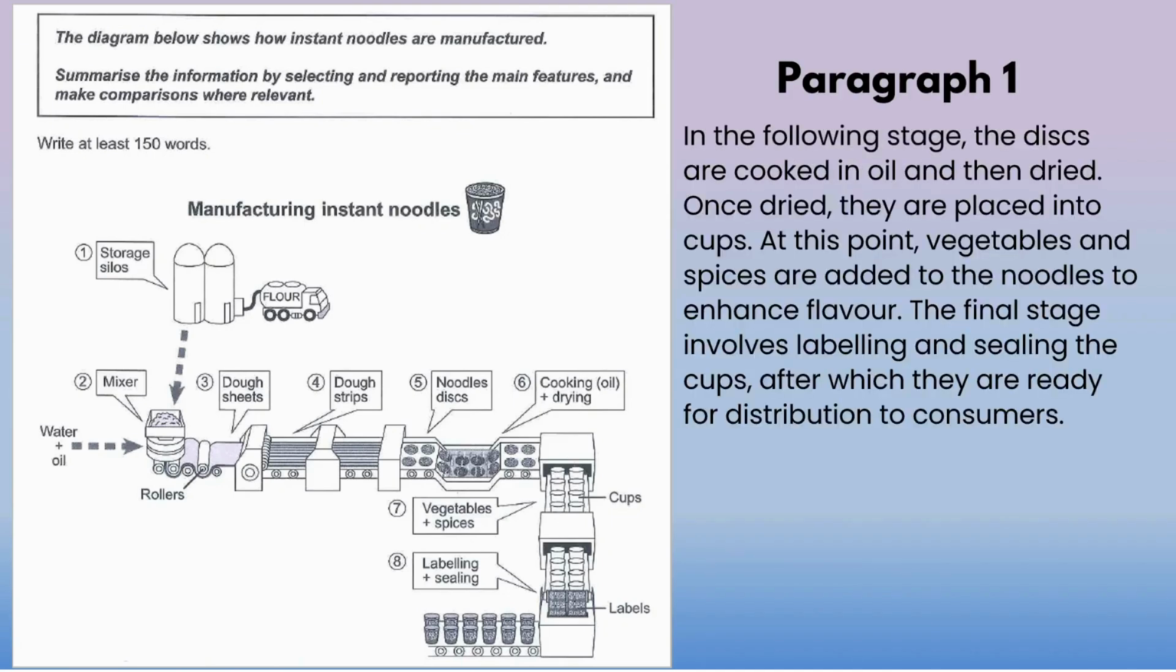Paragraph 1. Now, each and every step is described in paragraph 1. In the following stage, the discs are cooked in oil and then dried. Once dried, they are placed into cups. At this point, vegetables and spices are added to the noodles to enhance flavor. The final stage involves labeling and sealing the cups, after which they are ready for distribution to consumers.